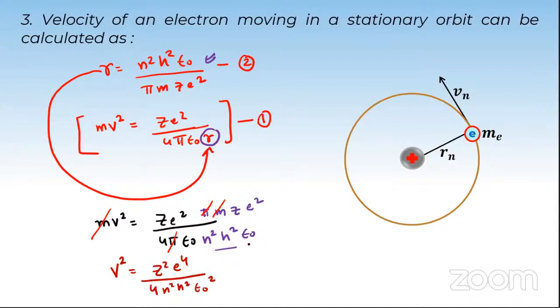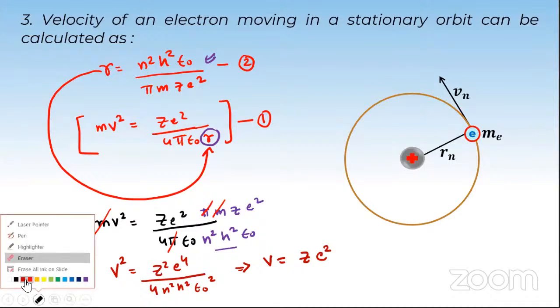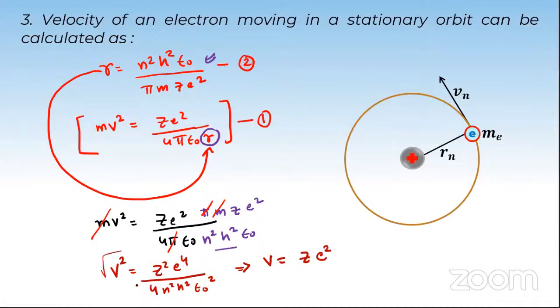Okay, I got the expression for velocity. Pi cancel. That's correct. Okay, so I get this particular simple formula. I have v square, right? So let me take the square root of whole term. Therefore, I get velocity is equal to z square, square root is z; e to the power of 4, square root is e square. Okay, I'm just removing the factor of 2 everywhere. I'm taking the square root, right? Because I have v square, I'm taking the square root of whole expression.